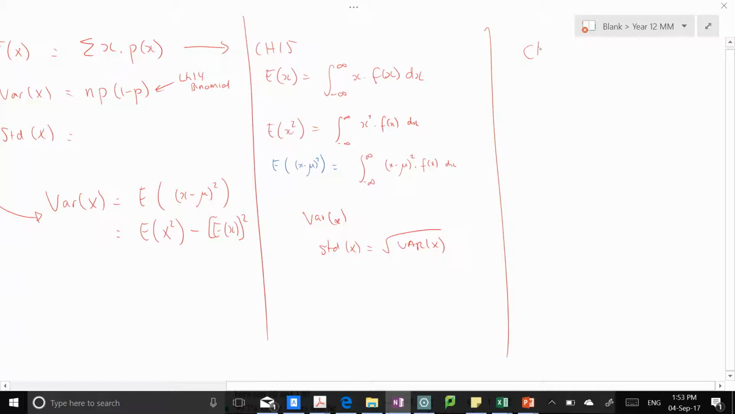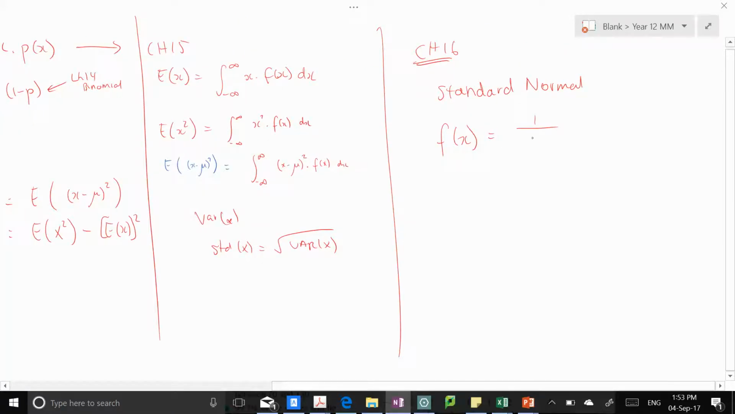Chapter 16. What did we learn in chapter 16? Can I please have Jack? What did we learn in chapter 16? Standard normal. It gives you an equation. They tell you f of x equals 1 over sigma times root 2 pi e to the negative half of x minus mu all over sigma squared. What is that?